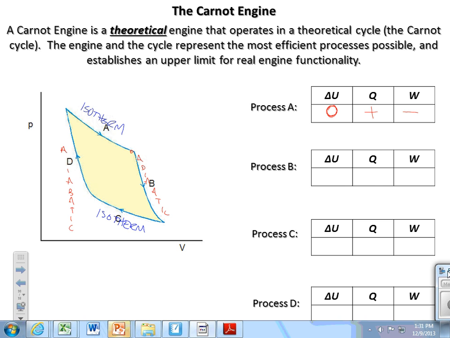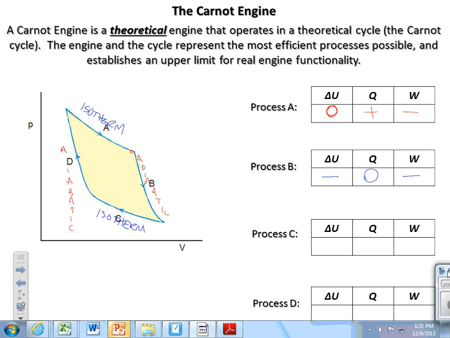All right, process B. It's an adiabat. No energy is added at all. This thing does still expand. Yeah, and that means that temperature goes down. How does it expand, right? I don't know. But temperature drops.